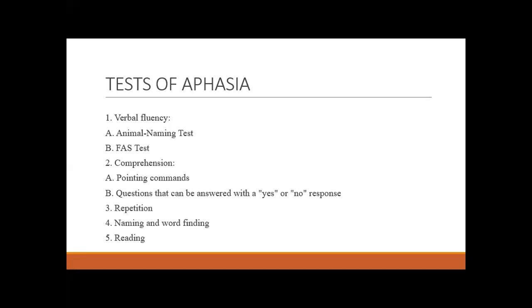Next, we have reading. Now, reading, we ask the patient to read, and we should know about the educational background of the patient. In this test, we check the comprehension of the patient and the reading aloud ability of the patient. So we ask the patient to read aloud first words, then phrases, then sentences, then paragraphs. Then we ask the patient to name objects in the room. And finally, we ask the patient questions which can be answered as yes or no.